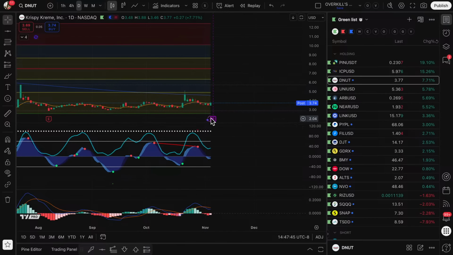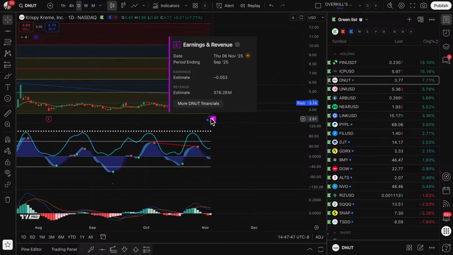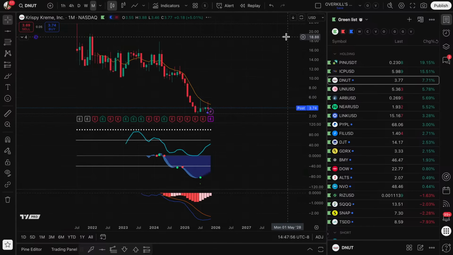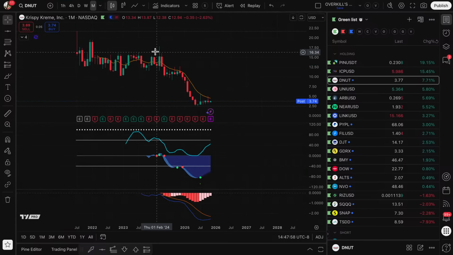So, I mean, I can't really tell you because I think they're going to beat earnings tomorrow and they're going to go up, personally. As long as this thing holds on to $3, I think it's great. I think it's a great investment. It's kind of got that meme stock vibe to it. I mean, this thing was all the way up here at $17 back in May of 2024, just last year. It's at $3.